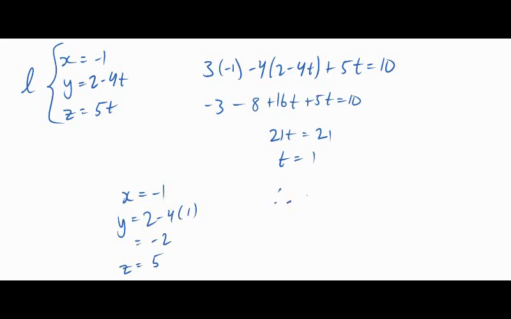Therefore, the line and plane cross, and there's one solution, and it is at negative 1, negative 2, and 5. And that is that. That is our exam review, the in-class portion. I hope that all makes sense. And good luck.